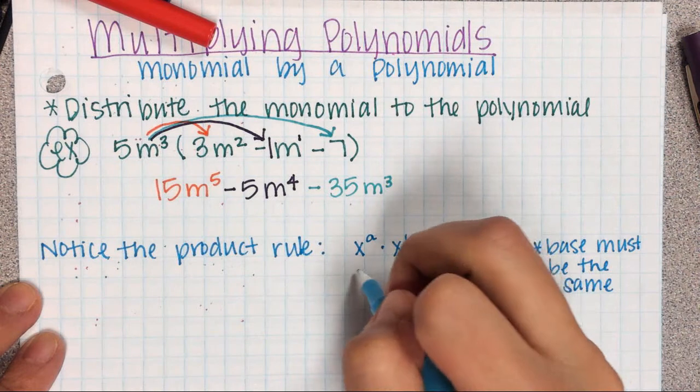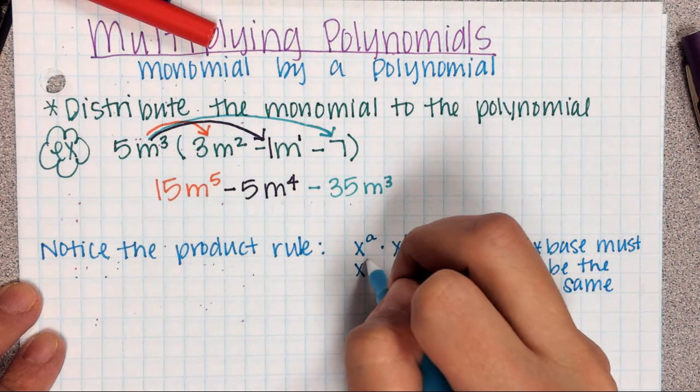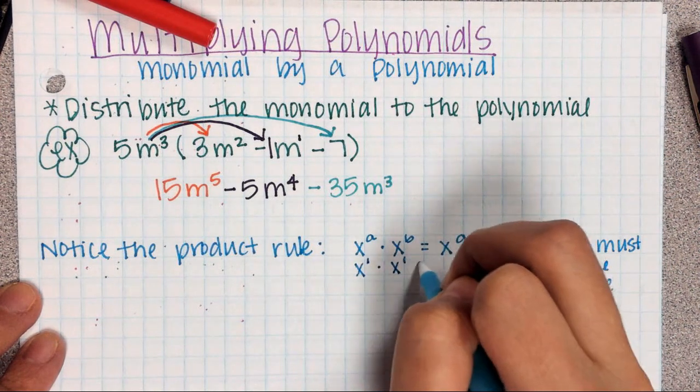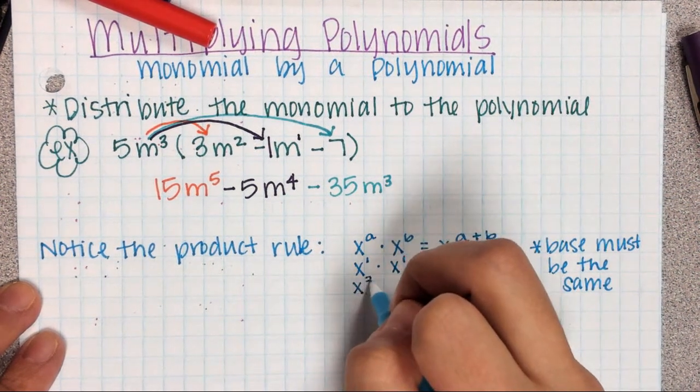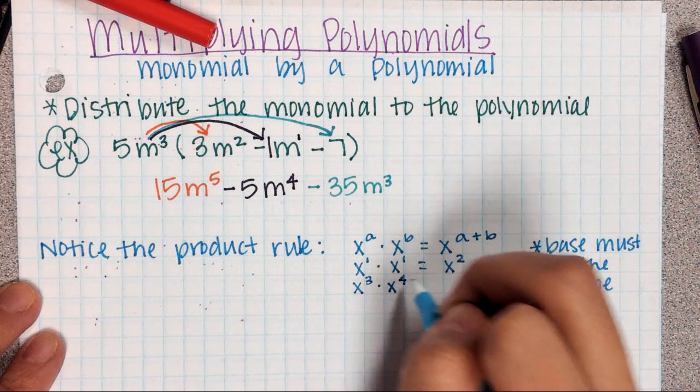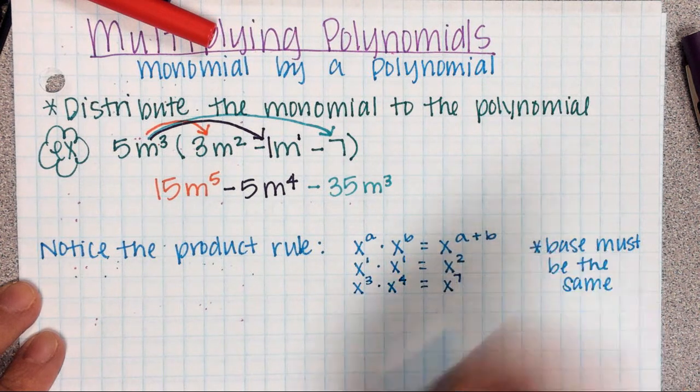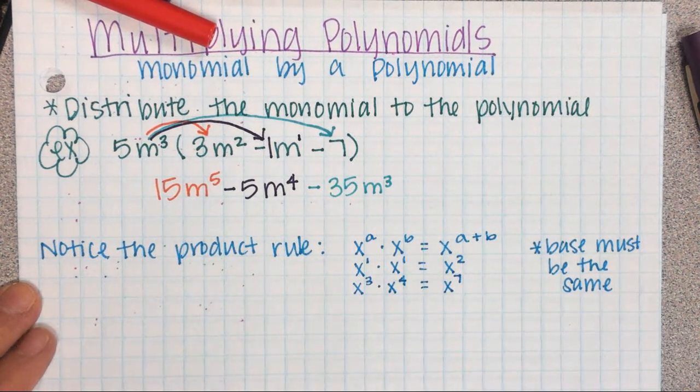So these both have a base of x, then you add your exponents. So for example, x to the 1st power times x to the 1st power is x squared. X to the 3rd power times x to the 4th power is x to the 7th power, and so forth.